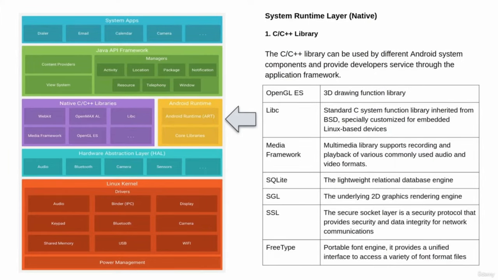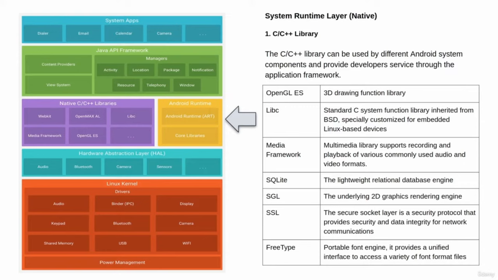The system runtime library layer is divided into two parts, the C++ library and the Android runtime library. Let's discuss them separately. So let's first look at the C++ library. The C++ library can be used by different Android system components and provides developers service through the application framework. So all the services which we use through the application are dependent on this C++ library. Below are some examples of C++ libraries. The first one is OpenGL ES, OpenGL for embedded systems.